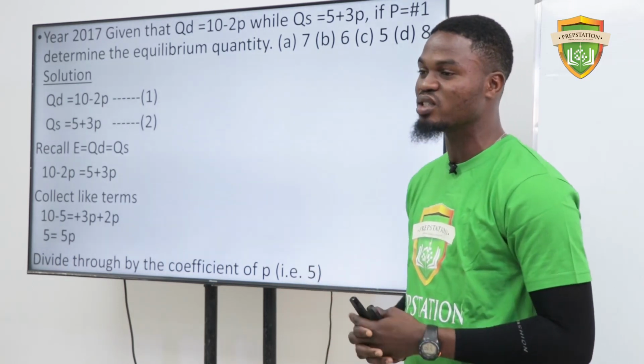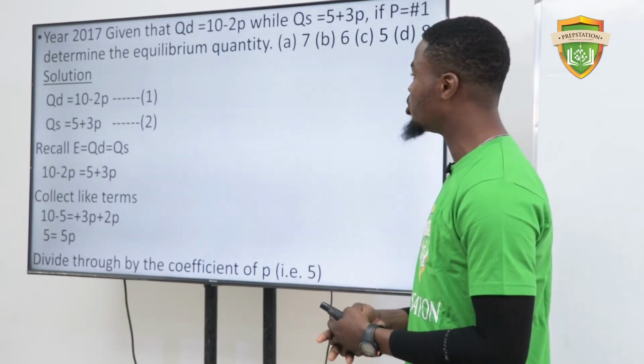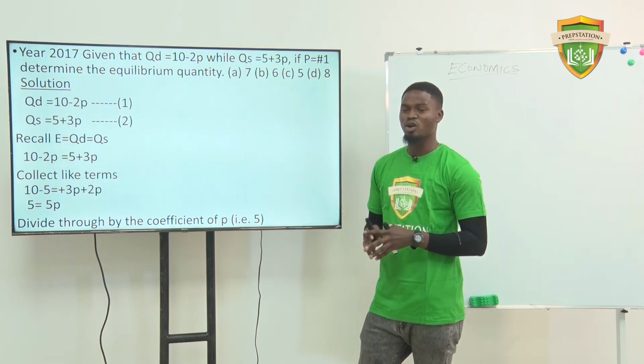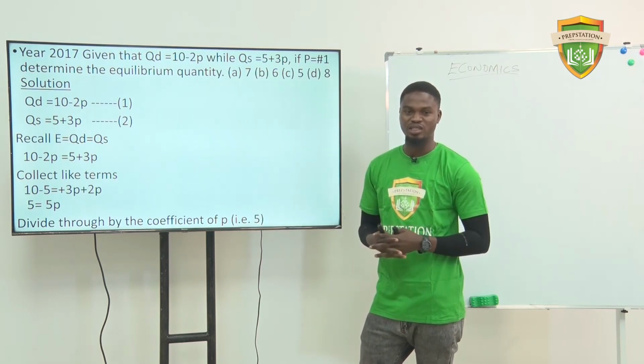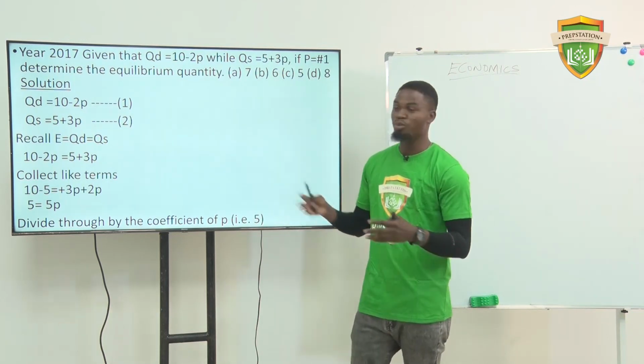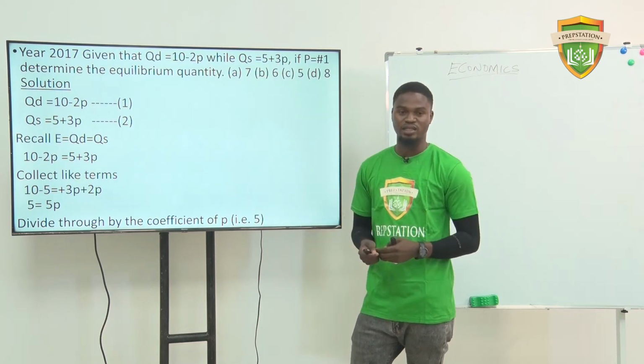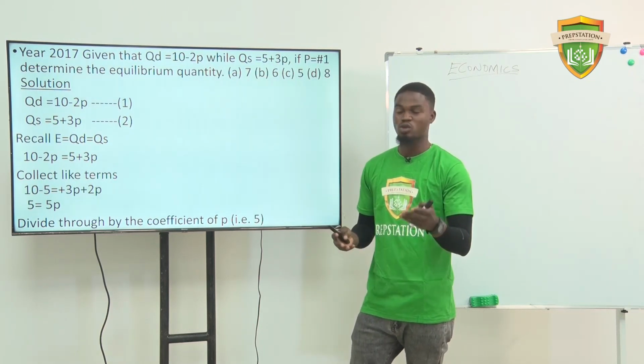Here, you have been given the equilibrium price. We are asked to search for the equilibrium quantity. So you have to recall that equilibrium in economics is a situation whereby quantity demanded equals quantity supplied. So you bring the two equations together and you equate quantity demanded equals quantity supplied.